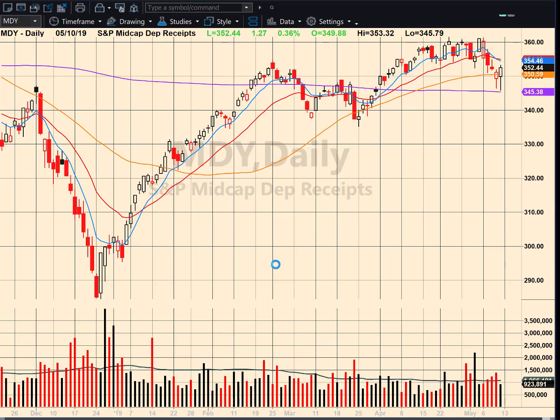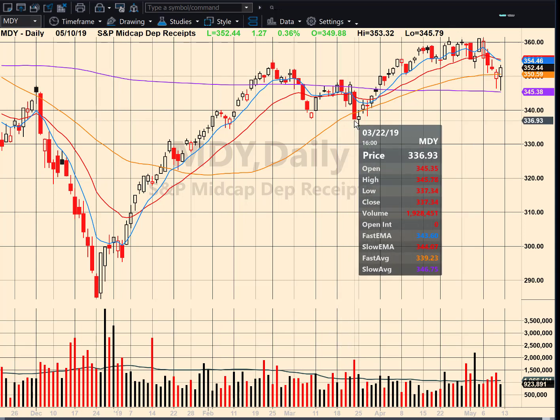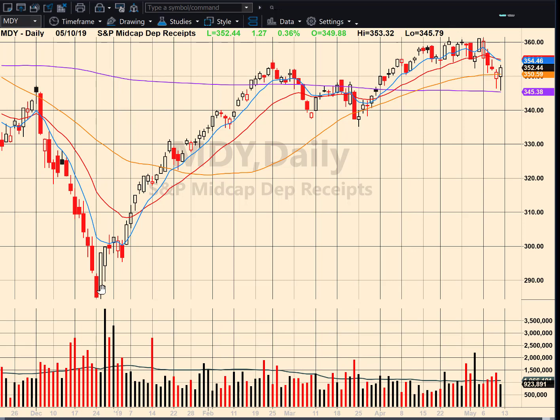MDY, the mid caps. It's almost the same. Again, tweezer-like bottom, but again, near highs, so that doesn't really count. If we break the 200-day at 345, there's this little double bottom right around 337. That falls. Again, that's the target.